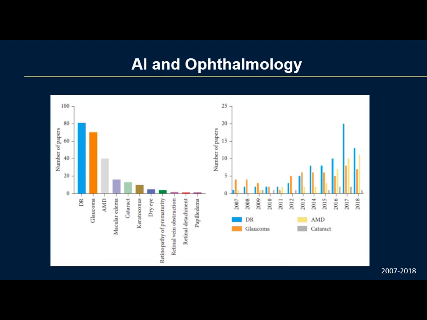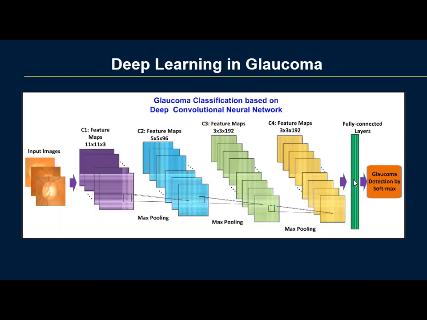And so if you look at AI and ophthalmology, these are the sort of publications that are coming out. So you can see diabetic retinopathy, glaucoma, AMD, really represented highly with a number of papers in that area. And you can see as time goes by that the number of publications, so diabetic retinopathy in blue, glaucoma in orange, is increasing. So these technologies or techniques are encroaching into routine or clinical practice.